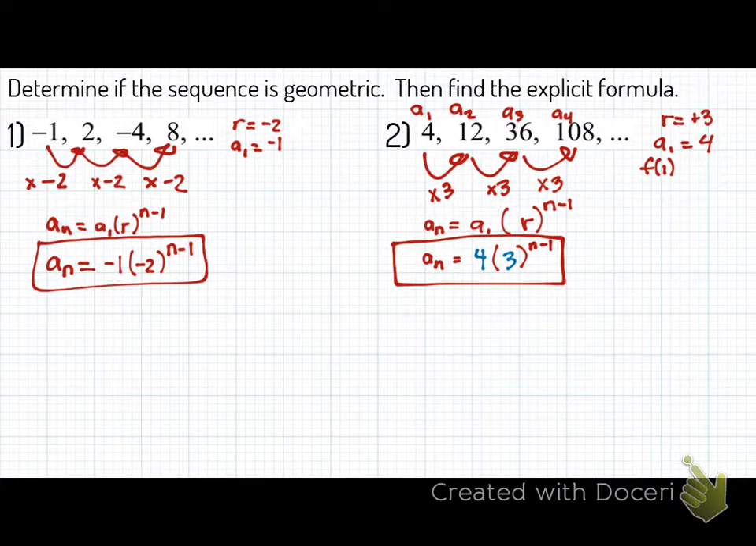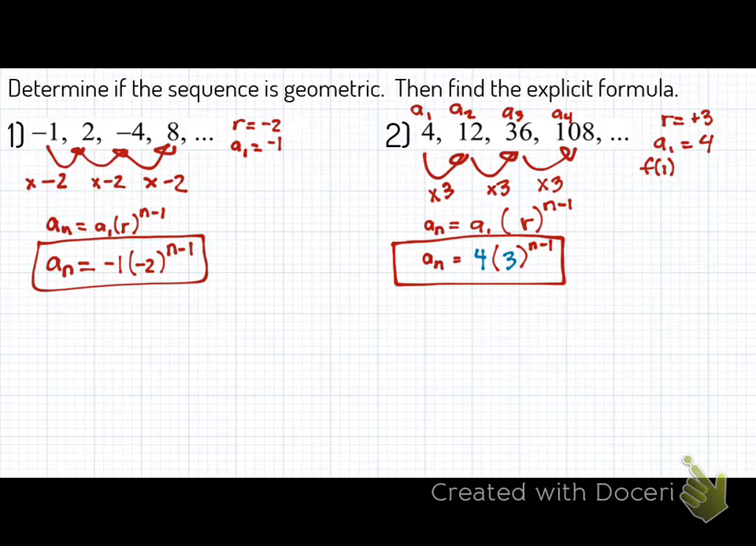We can figure out any term we want using this. So what if I wanted the 6th term? 6th term. 6 minus 1 is 5. What's -2 to the 5th power? -2 to the 5th power. That's going to be... Almost. You're so close. Positive 32? Nope.